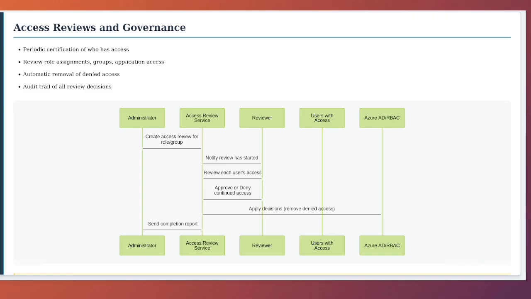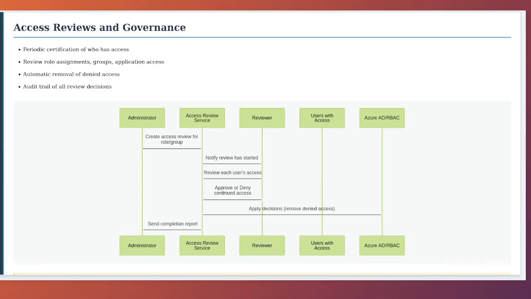When a review period begins, designated reviewers receive notifications and can approve or deny continued access for each principal. The diagram shows the access review workflow. An administrator creates an access review for a specific resource, role, or group, defining who the reviewers are and when the review should occur. When the review period starts, reviewers are notified and can see a list of users who have access. For each user, the reviewer decides whether to approve continued access or deny it, optionally adding justification.